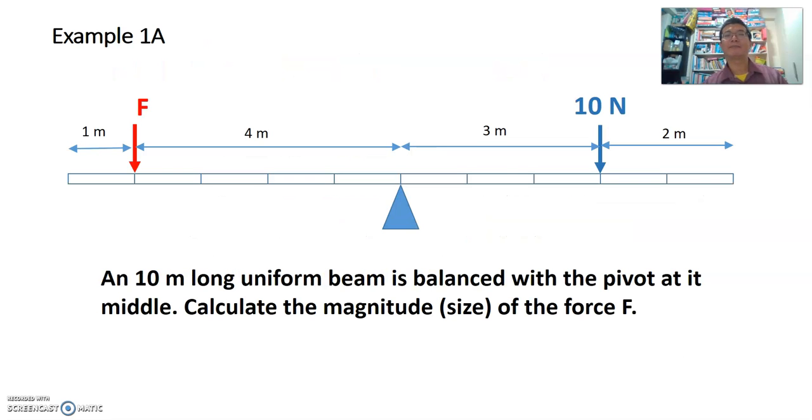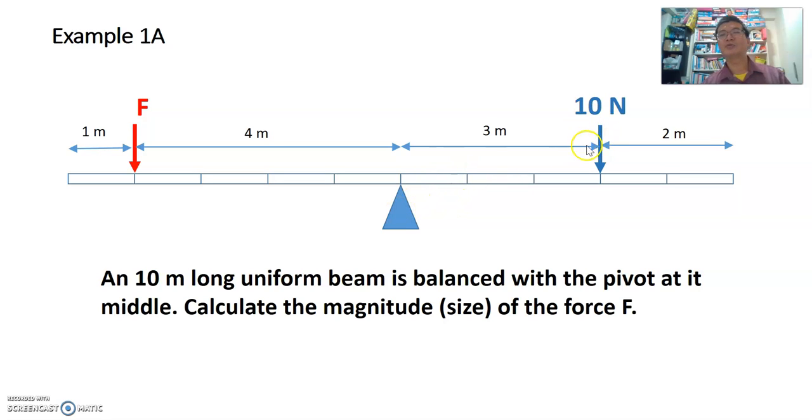Now let's look at an example. We have a 10-meter uniform beam balanced at the center. This is the pivot. Now the weight of the beam is not important because the weight of the beam goes through the center, which is the CG of the beam, and it goes through the pivot, so it has zero moment. So in this case, because it's pivoted at the center, the weight of the beam is not included in the calculation, because the weight has zero moment about the pivot.